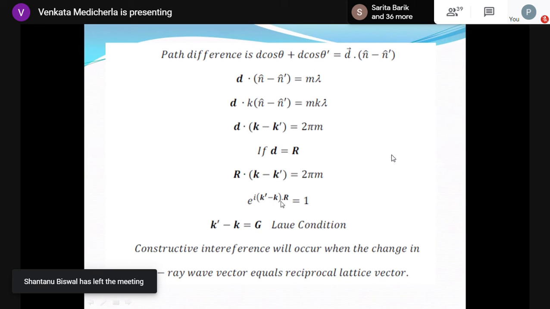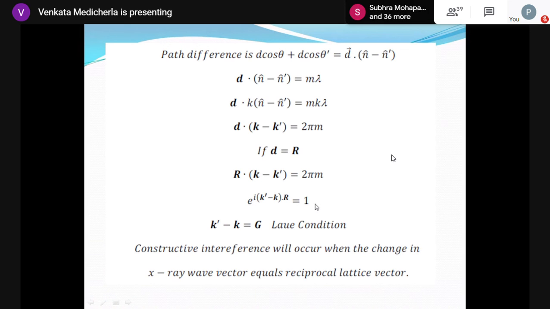(k prime minus k) dot R, e power i, is equal to 1, because whether it is e power i into 2 pi or e power minus i into 2 pi, both are the same, both are 1. That's why I can change this to k prime minus k. That's for some purpose. What is k prime minus k now?